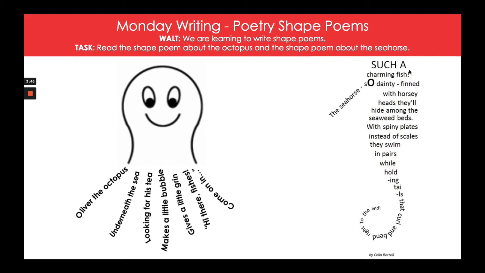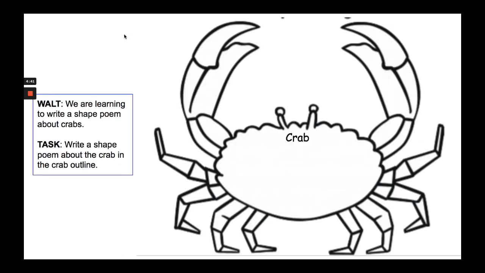To the right, there is a shape of a seahorse, and the poem is inside the seahorse. So let's read the seahorse poem. Such a charming fish, the seahorse, so dainty, thinned with horsey heads, I'll hide among the seaweed beds. With spiny plates instead of scales, they swim in pairs while holding tails that curl and bend right to the end. Moving on to the next slide, we have a task for you.